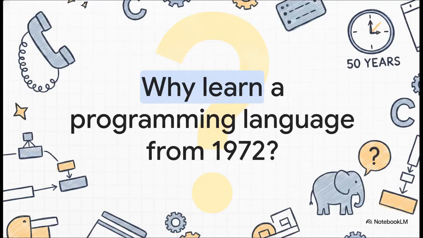All right, so let's just tackle the elephant in the room right away. Why on earth are we starting our coding journey with the language created by Dennis Ritchie at AT&T's Bell Labs way back in 1972? I mean, half a century in tech years is basically the Stone Age, right? Why not learn something newer? Well, it's a totally fair question, but the answer is exactly why C remains one of the absolute most powerful tools you can have in your tool belt today.